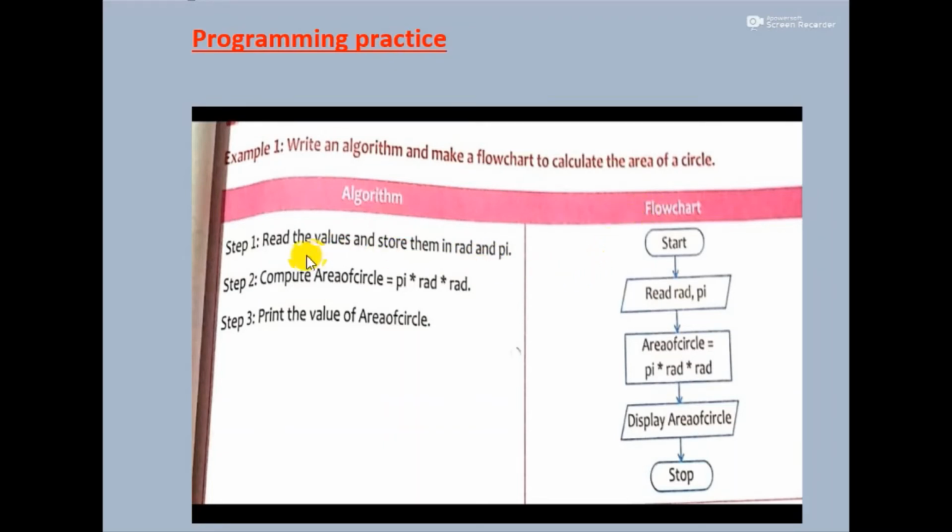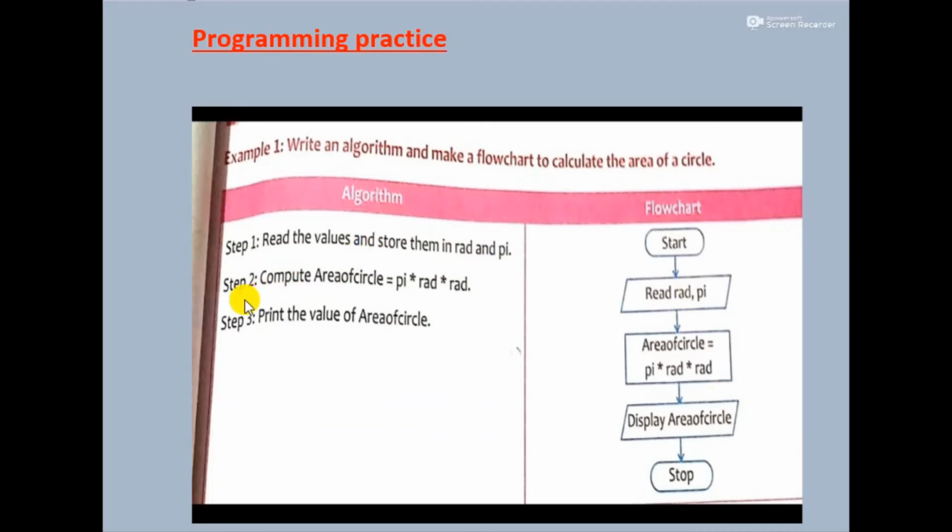The first step is to read the values and store them in RAD and PI. Here, in the first step, we are going to perform the input process. We have two inputs, one is RAD and the other one is PI.